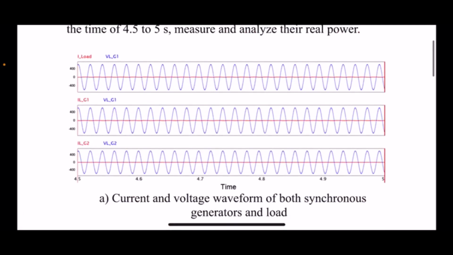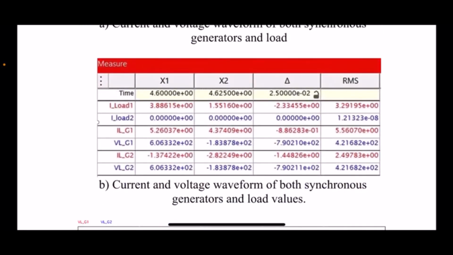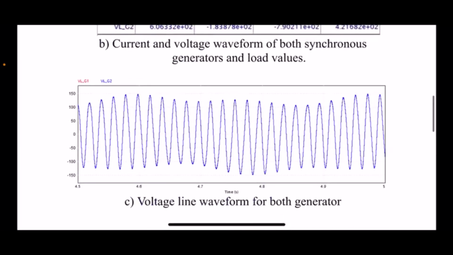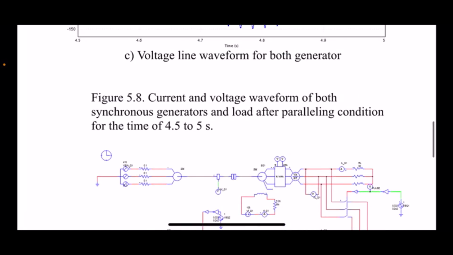Okay, this is for A, current and voltage waveform for both synchronous generator and load. Okay, and then this table shows the RMS values for B, current and voltage waveform of both synchronous generator and load. And then this waveform is for C, voltage line waveform for both generators. Okay, and then figure 5.8, current and voltage waveform of both synchronous generator and load after paralleling condition for the time of 4.5 to 5 seconds.